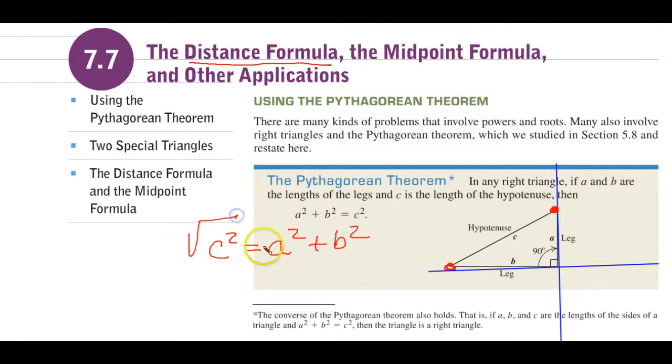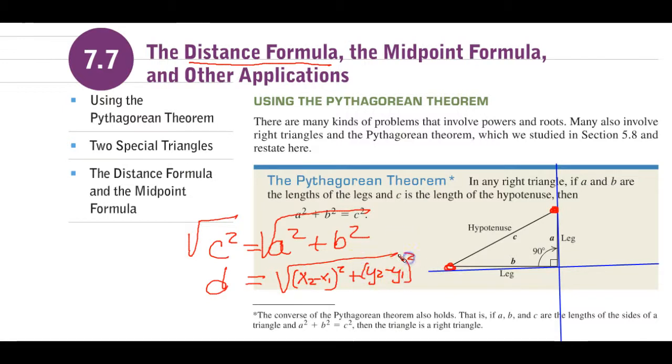And then you take the square root of both sides, so you get distance equals the square root of this, which is, as I recall, x sub 2 minus x sub 1, the quantity squared, plus y sub 2 minus y sub 1, the quantity squared. And if you have the coordinates of these points, that's how you get the distance formula.